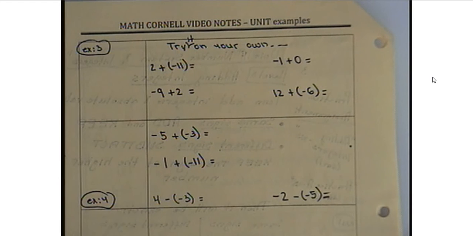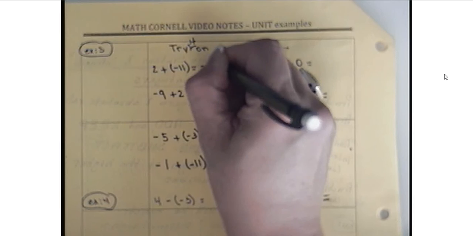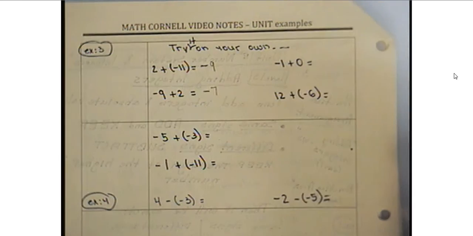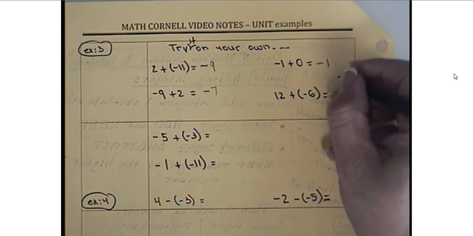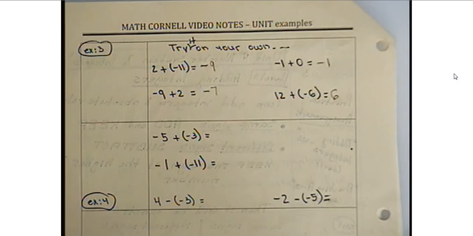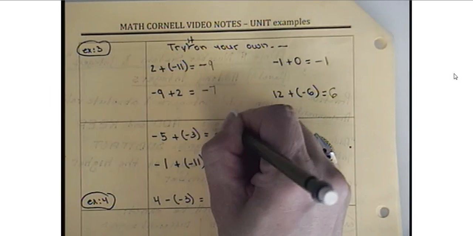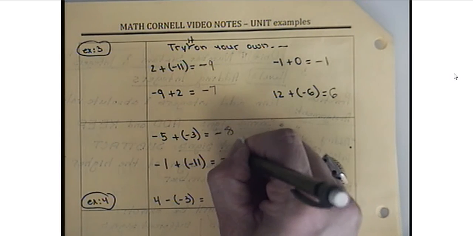Okay, welcome back. Let's check your answers now. 2 plus negative 11 will be negative 9. Negative 9 plus 2 is negative 7. Negative 1 plus 0 is negative 1. 12 plus negative 6 is positive 6. Negative 5 plus negative 3 will be negative 8. Negative 1 plus negative 11 will be negative 12.